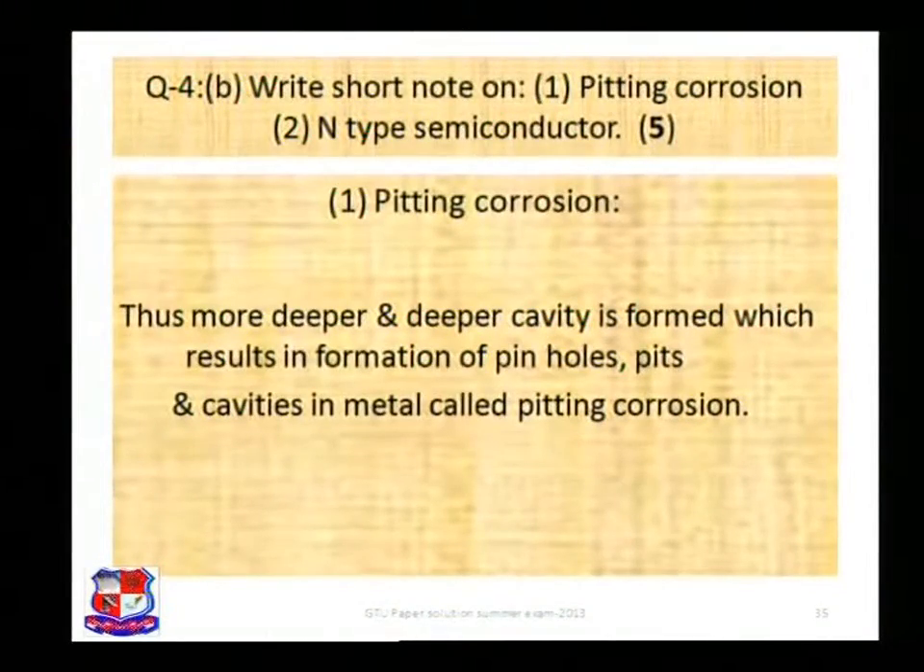In pitting corrosion, what happens? Deeper and deeper cavities are formed, which results in the formation of pinholes, pits and cavities in the metal, and that is why it is known as pitting corrosion. Once the corrosion begins from the anode, it tries to cover the entire surface area, and due to this, holes, pits and cavities are generated, which results in pitting corrosion. So this is something about pitting corrosion.